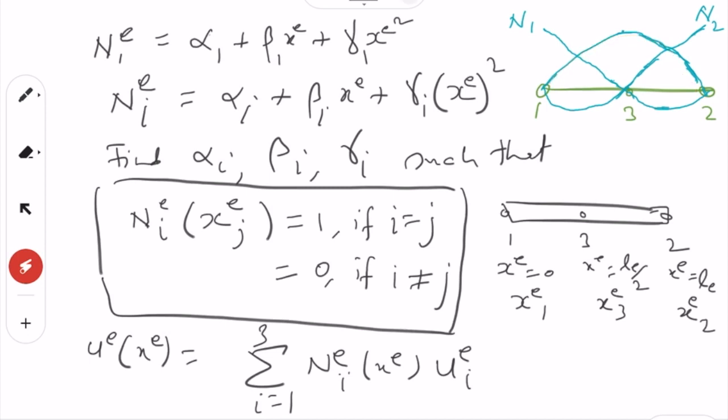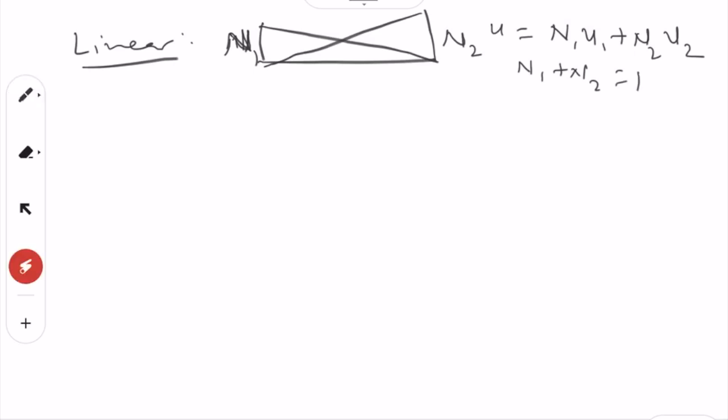Okay. So, basically, if linear, your n1 goes like this one, or we can write briefly u equal to n1 u1 plus n2 u2, where n1 is like this, n2 is like this one. Always n1 plus n2 will be equal to 1, and n1 will move from here to here, and you have u1 here, this is u2 here.